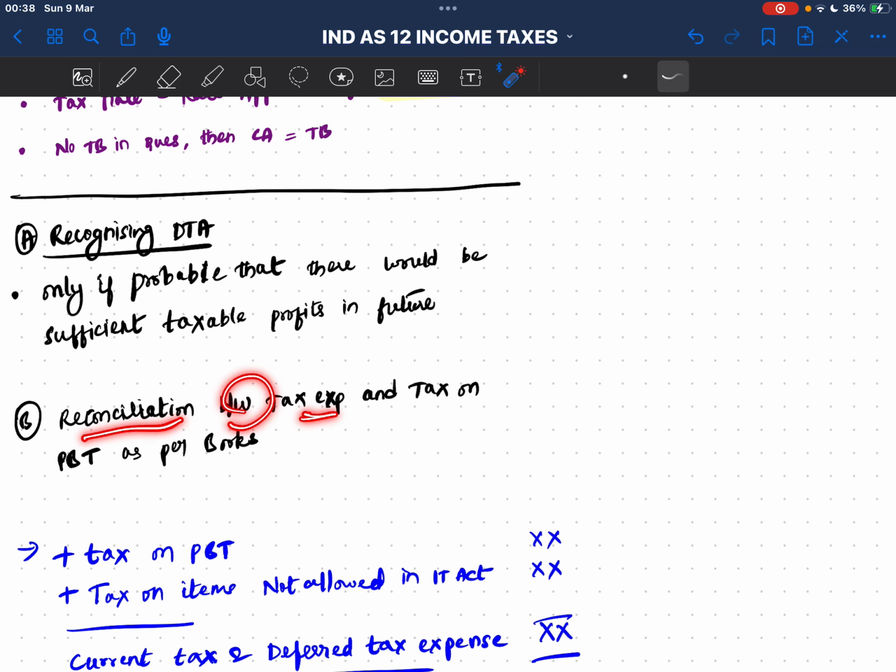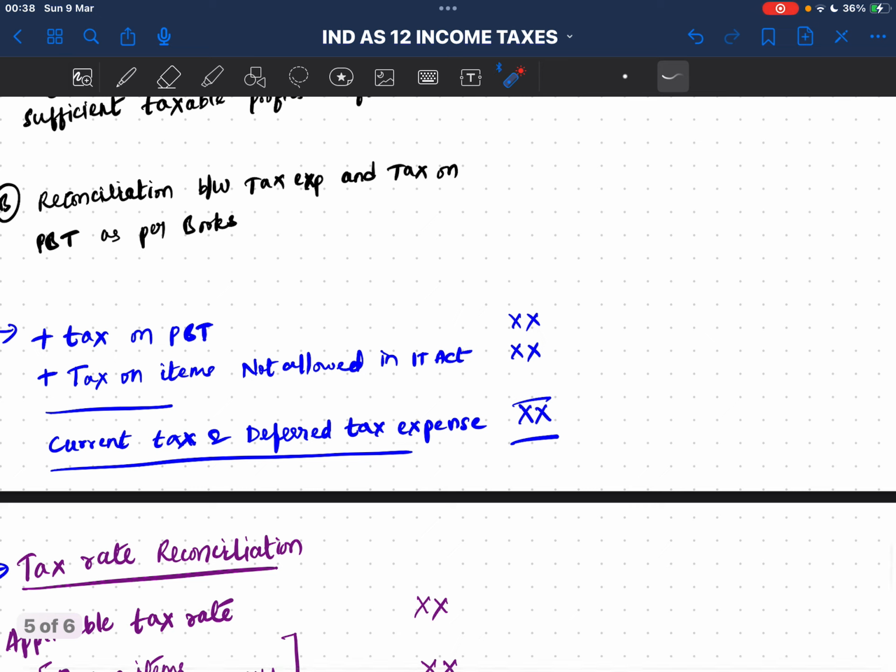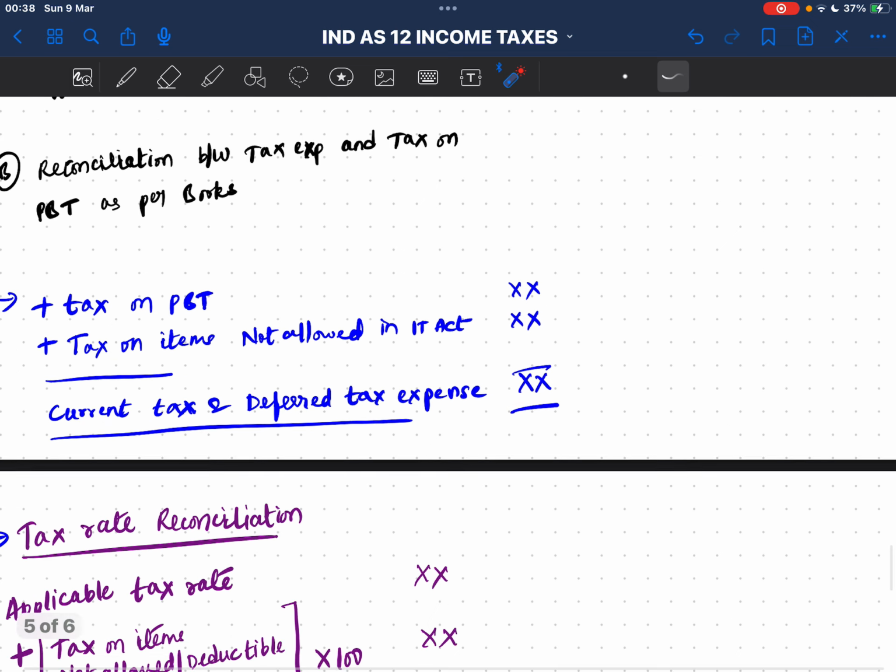Reconciliation between tax expense and tax on PBT as per books. Tax on PBT plus tax on items not allowed in Income Tax Act gives current tax and deferred tax expense.